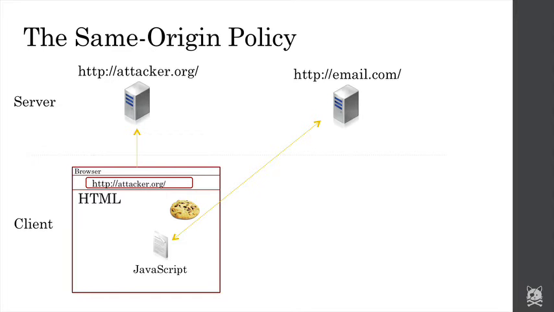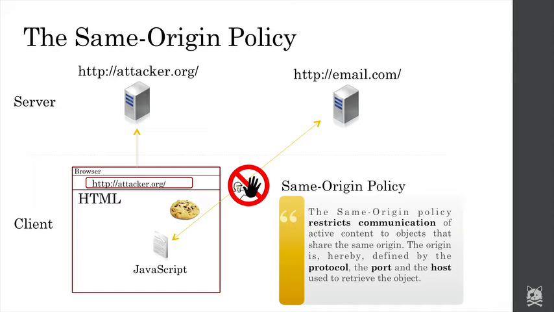That's a very undesirable property because we don't want attacker.org to read our emails, and that's what the same origin policy prevents. The same origin policy basically prevents communication of active content in the browser, here this JavaScript, with objects that do not share the same origin. The origin is defined by the protocol, the port, and the domain that was used to retrieve the object. Here we see the JavaScript is executed in the context of attacker.org, and the request goes to email.com, so the browser would prevent the response from being read by JavaScript. So the attacker has no means to read your emails on email.com.